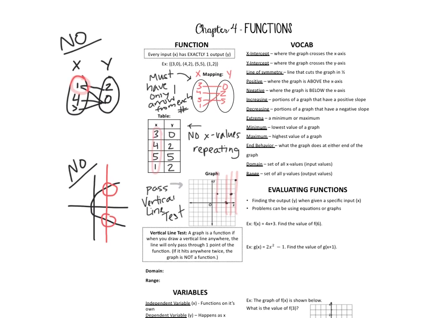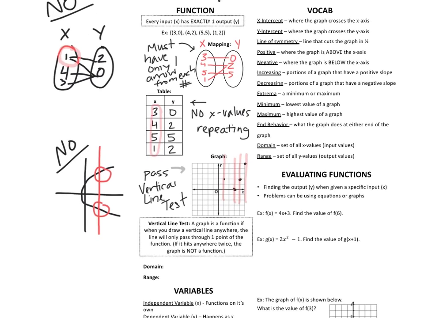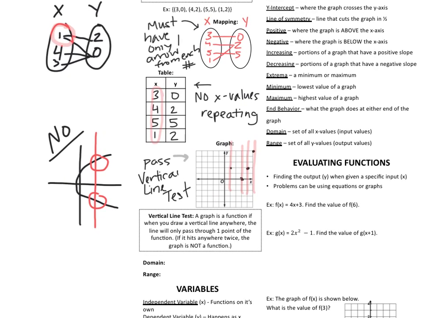There's a whole bunch of vocab that you really should read through and make sure you understand. I'm going to skip down to the bottom where it says domain and range. Domain is the set of all x values, the inputs, and range is the set of all y values, the outputs. So if I was going to write out the domain for this example here, you want to look at all of your x values.